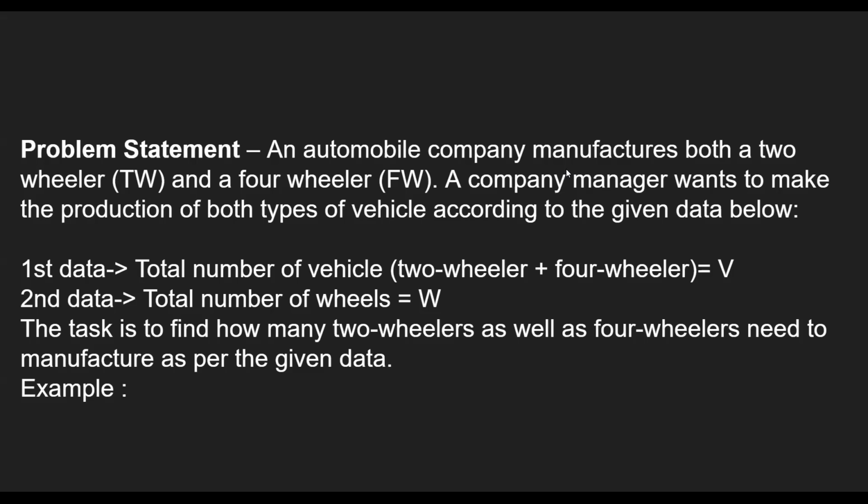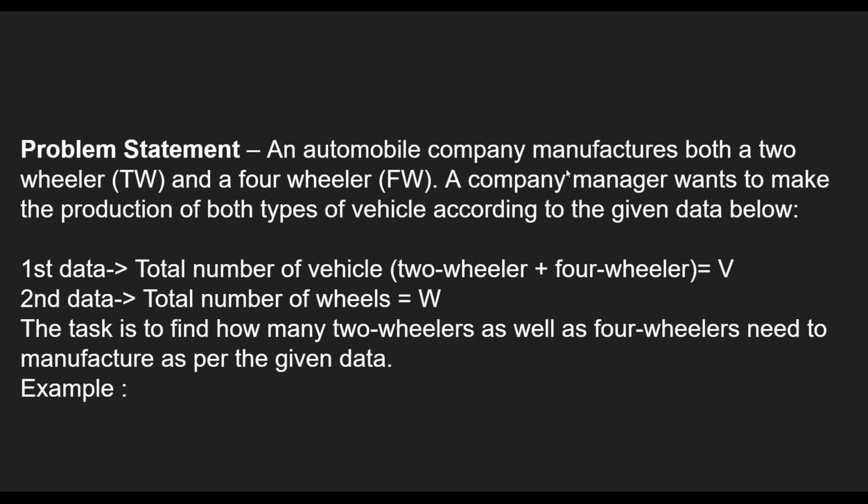So our today question is from mathematical section. So the question is like, an automation company manufactures both a two-wheeler and a four-wheeler. It is given to you. दो कंपनी है जो कि टू व्हीलर एंड फोर व्हीलर बना रही है. कंपनी मैनेजमेंट wants to make the productions of both types of vehicle according to the given data. First data is the total number of vehicles, two-wheeler plus four-wheeler equal to B.